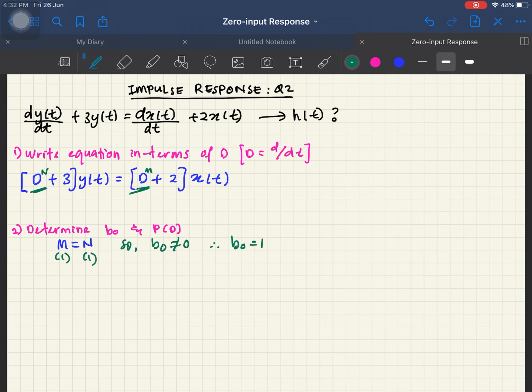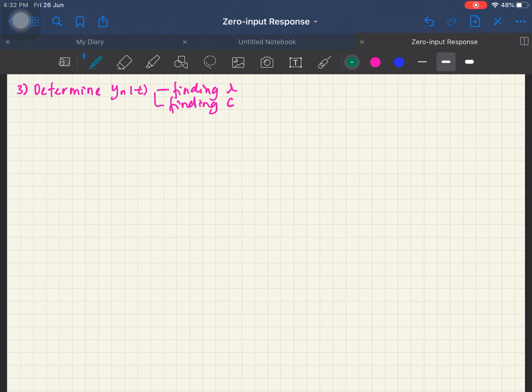Now P(D) is simply this polynomial. So P(D) is equal to D + 2. The next step is to determine yn(t) by finding first lambda, which is the root of the characteristic equation, and also C. Now the characteristic equation is Q(lambda) equals 0, which we obtain by simply substituting the D in Q(D) with lambda.